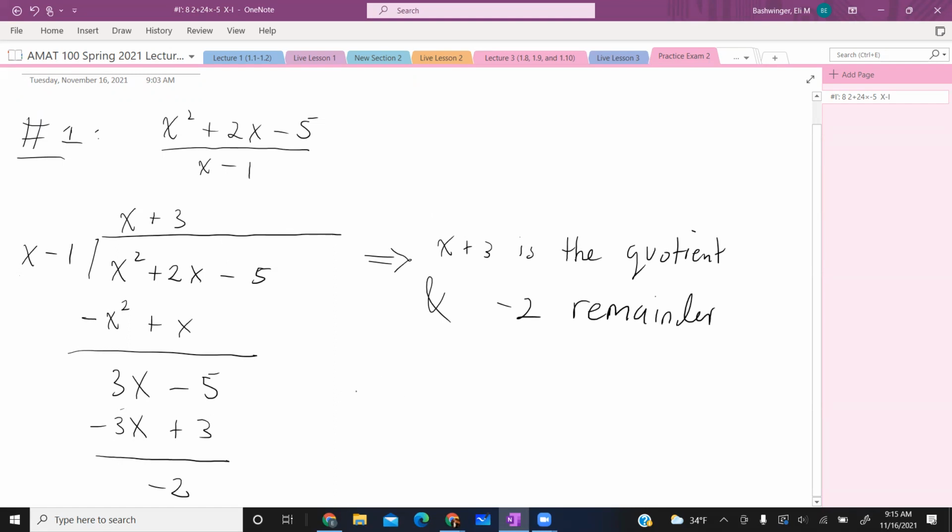So what that means is, this step's not strictly speaking required, but it's just good to know how this computation allows you to decompose the fraction in the following way. What you get is x plus 3 plus negative 2 divided by x minus 1.